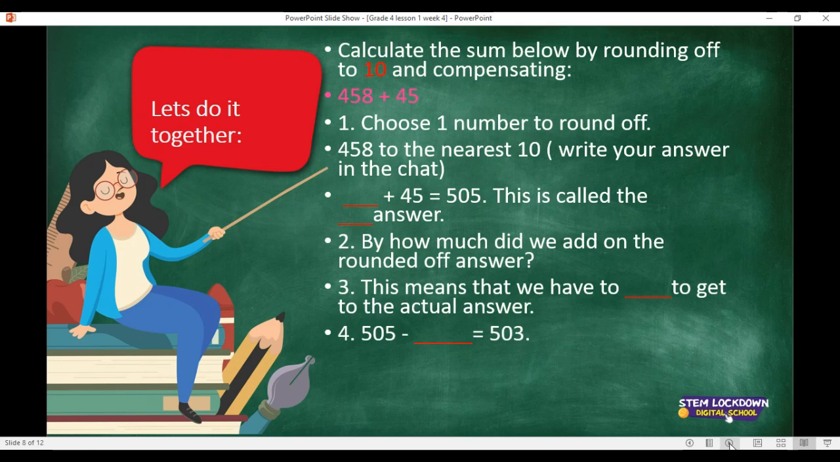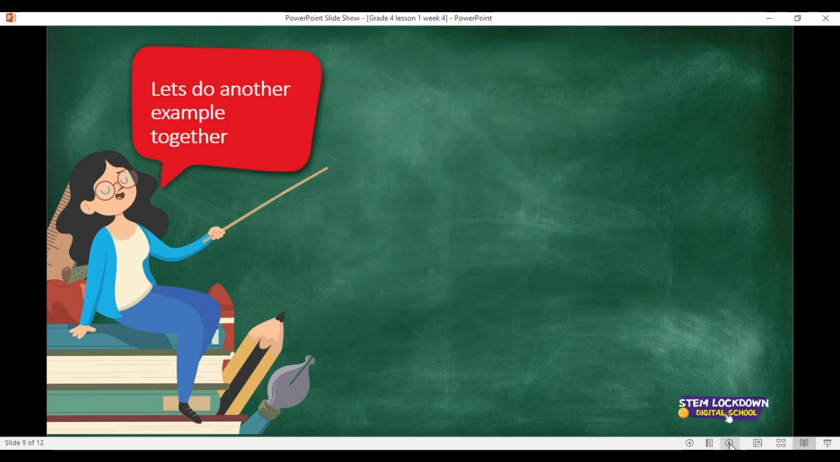So by how much did we add on the rounded off answer? To move from 458 to 460, we added 2. So this means that we have to subtract, so that's the missing one there. We have to subtract to get to the actual answer. And then the last step, we say 505 minus 2, and then we get 503. So that is about rounding off and compensation.